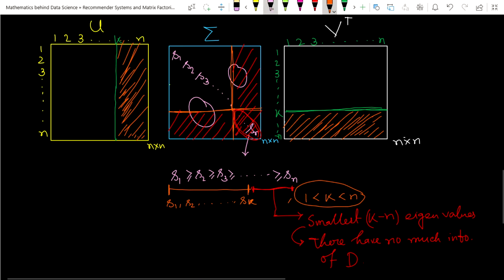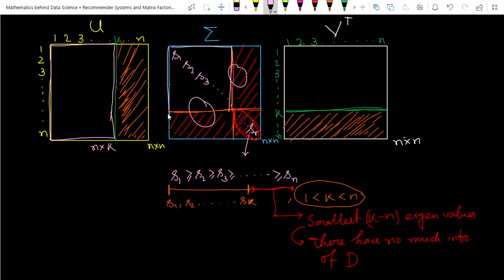So now let's take this color. What will be the dimension of the rest of the matrix? After truncating, the dimension of this matrix will be n rows, and here we have k columns. Similarly, what will be the dimension of this matrix? Here the dimension will be k cross k. What will be the dimension of this matrix? So here the dimension will be k rows and n columns. So now multiplication is possible, no problem.